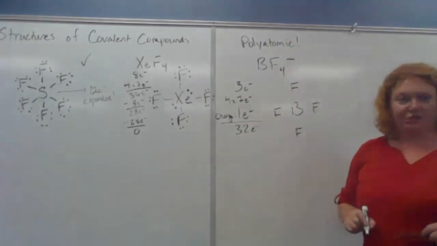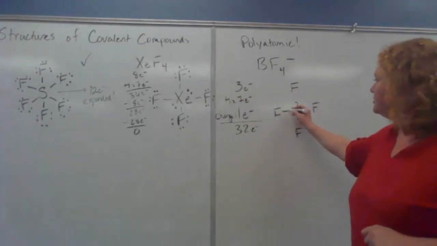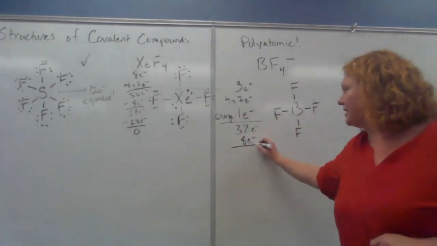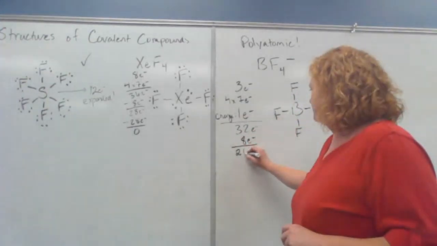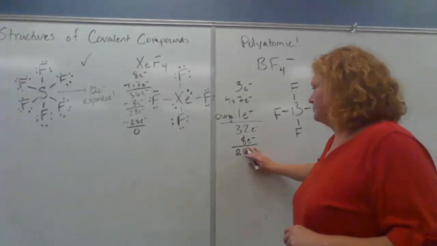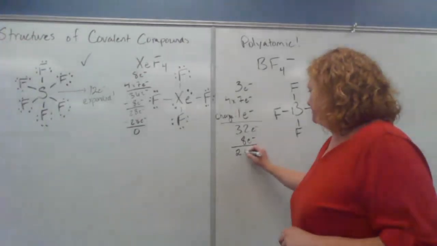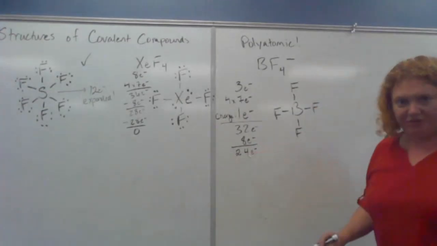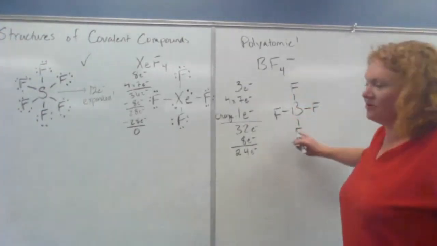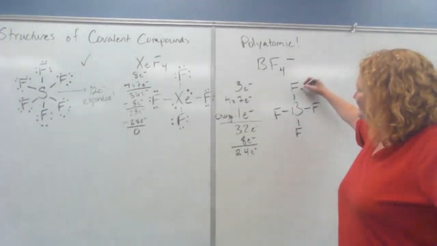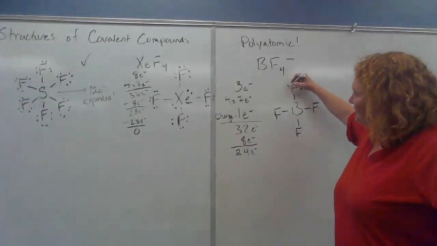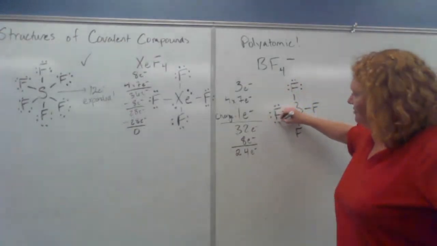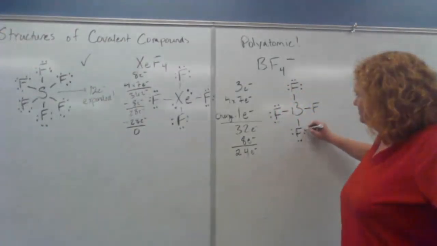I believe that gives us 32 total. So 2, 4, 6, 8. I just used 8, creating bonding pairs. That leaves 24 electrons for 4 fluorines. Each one is going to take 6 lone pair electrons total, right? 3 sets. That is going to use up all of my electrons.